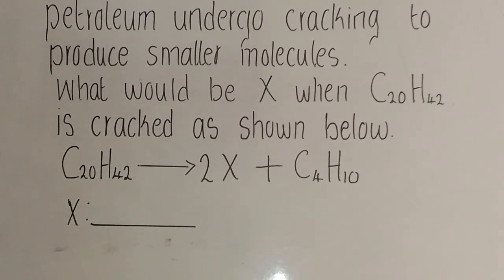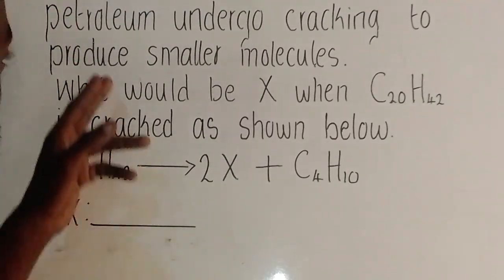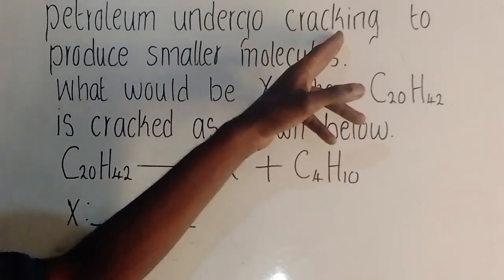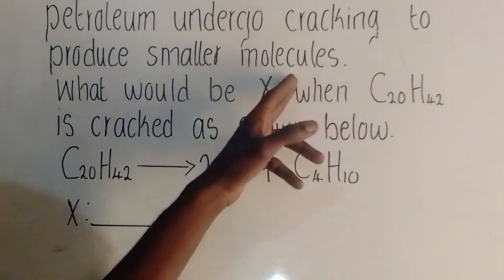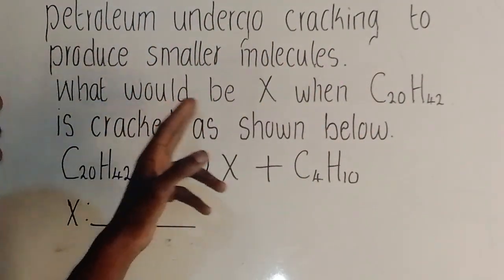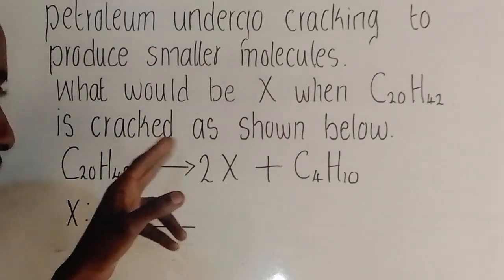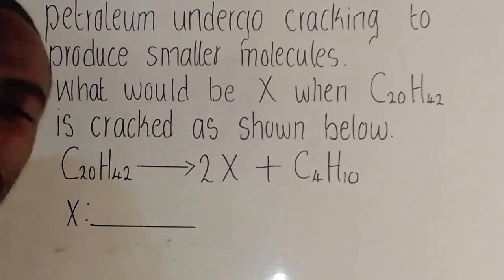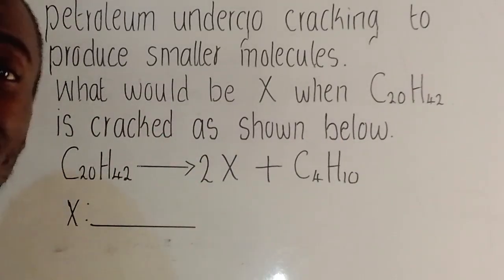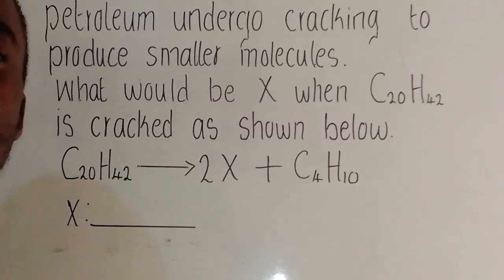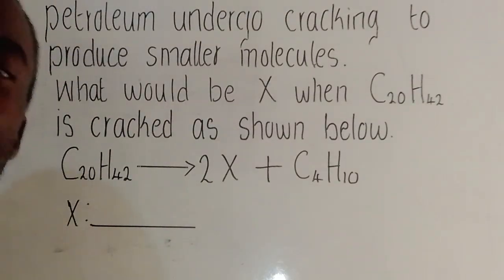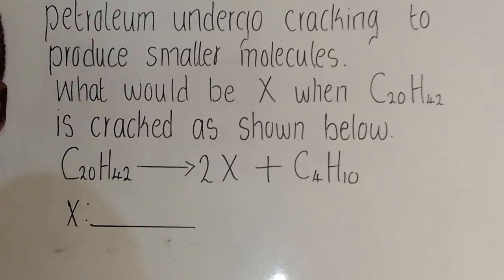Okay, so we have a chemistry question that says petroleum undergoes cracking to produce smaller molecules. What would be X when this one, which is for petroleum, is cracked as shown below? Now, you need to understand that petroleum is an example of a member of alkyne. Alkynes are hydrocarbons. A hydrocarbon is just a substance which contains the carbon and the hydrogen.